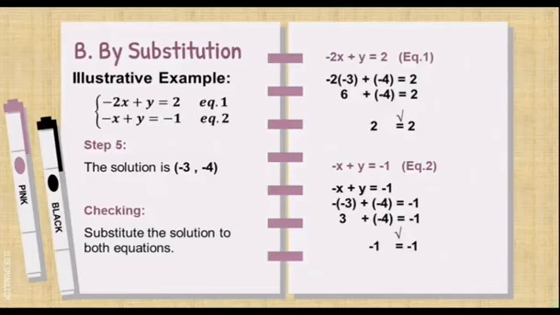And then for equation 2, -x plus y equals -1. Again, substitute x with -3 and y with -4. So the negative of -3 is +3, plus -4 we have -1. So they are also equal. So therefore, the solution (-3, -4) is true for both equations.